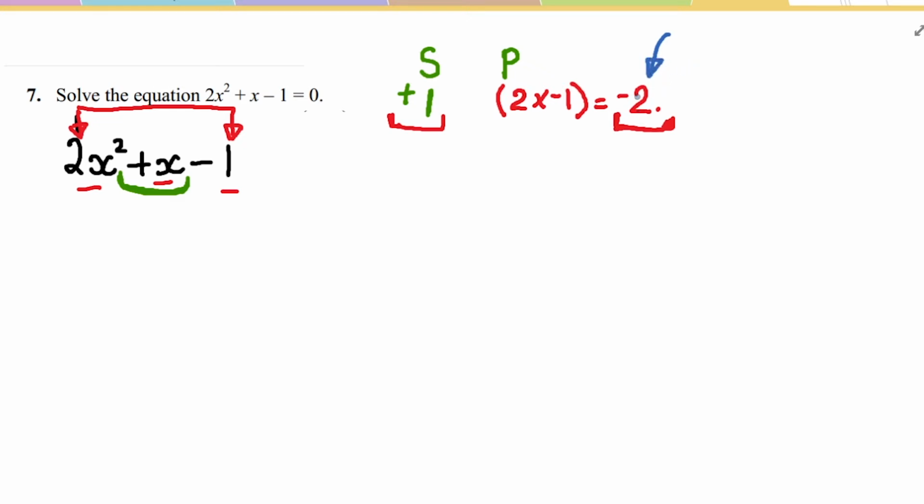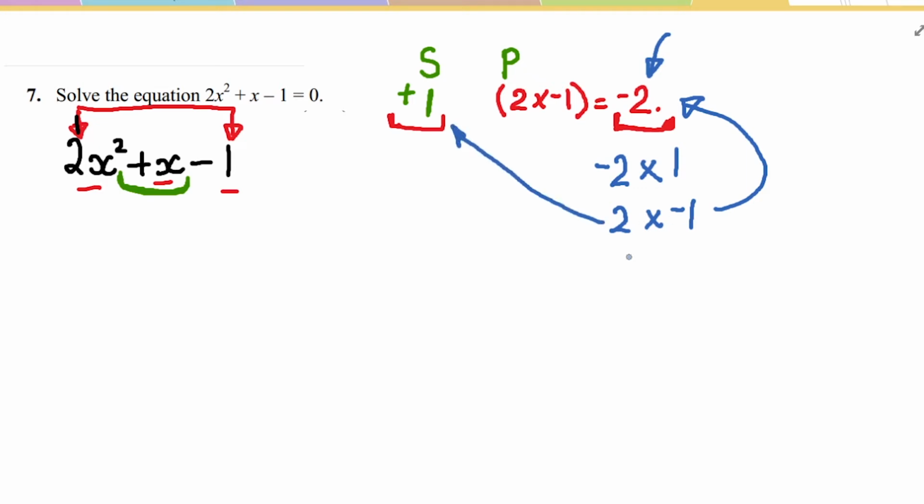So let's get started. What are these two numbers? Let's go through the factors of -2. We have -2 times 1, which gives us -2. Does it give us positive 1? No. However, if we play around with the negative and say 2 times negative 1, that still gives us negative 2, but 2 plus negative 1 gives us positive 1. So these are the two numbers that will work.